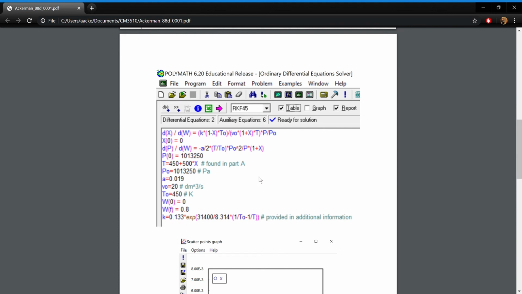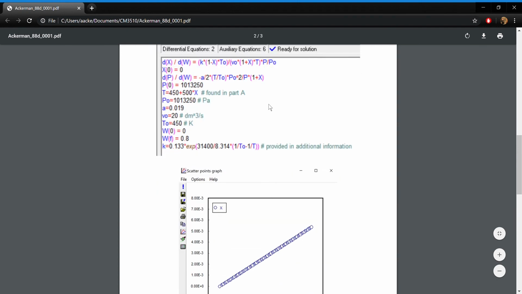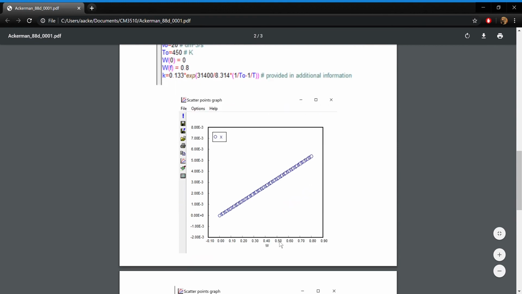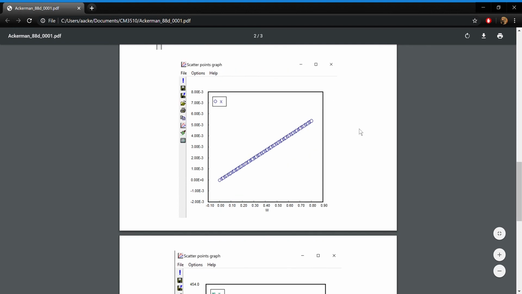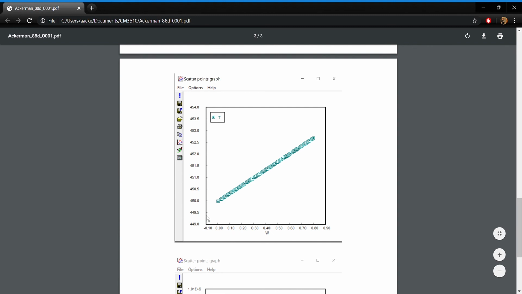So then essentially what we're going to do is we are going to run this and let it run as a table and a report, and they both pop up, and then using the table you can then graph separately the conversion across the length of the reactor, and you get this linear graph. Next, we were asked to graph the temperature across the length of the reactor, and we also get a similar linear graph here.